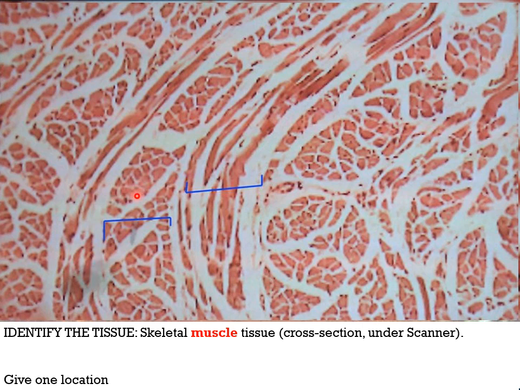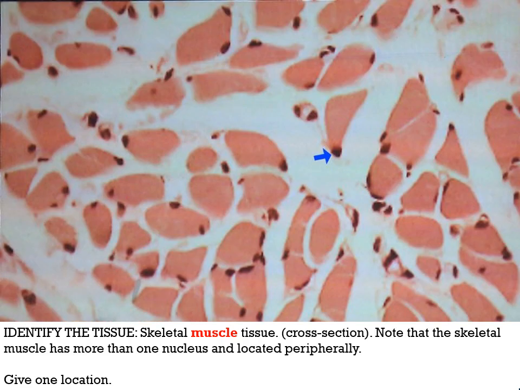Ano ulit yung ating histologic characteristics of the skeletal muscle tissue? Under higher type of objective, no, ma-appreciate nyo ang ating nucleus ay nasa peripheral. So, tinatawag nating peripherally located nucleus. Okay? And sa bawat muscle fiber, no, ma-appreciate nyo more than one, no?